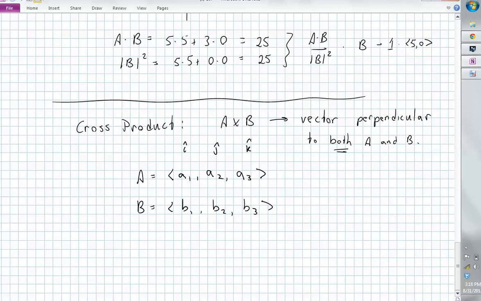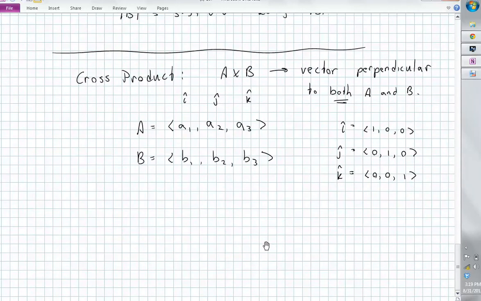Is everybody familiar with i hat, j hat, and k hat? Do you know what those guys are? Have you seen them before? It's okay if you haven't. i hat is this vector 1, 0, 0, which is used so often that we give it a special name. j hat is that guy, and k hat. These are called the standard unit vectors, and they point along the x, along the y, and along the z. i, j, and k. Why they have those names, I don't know.